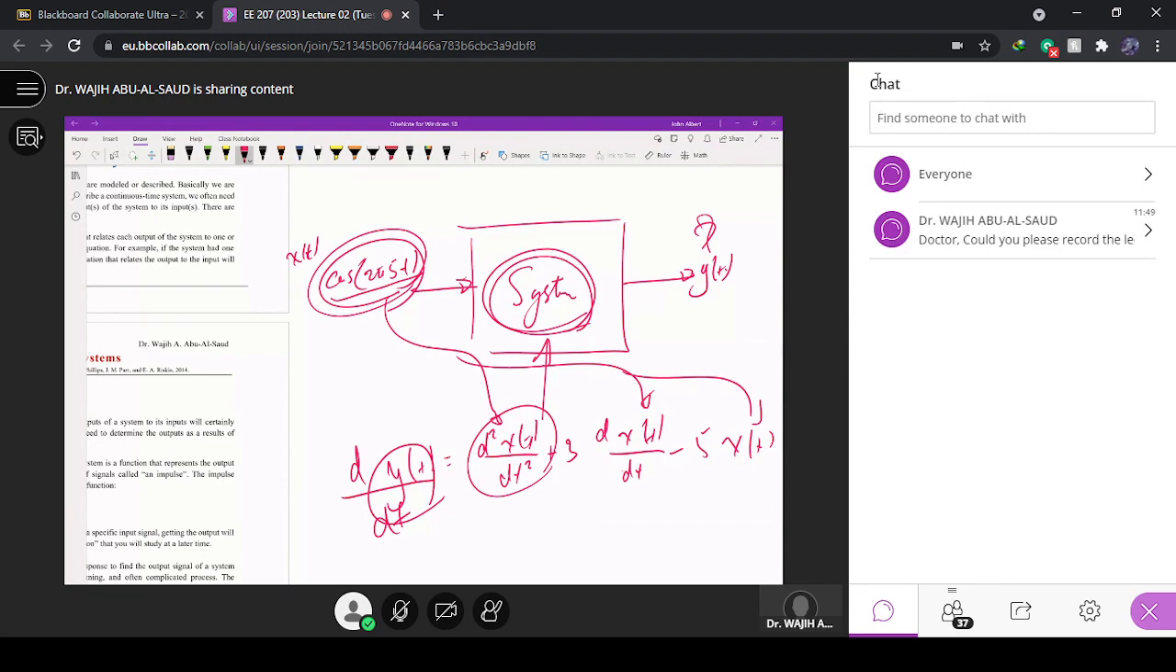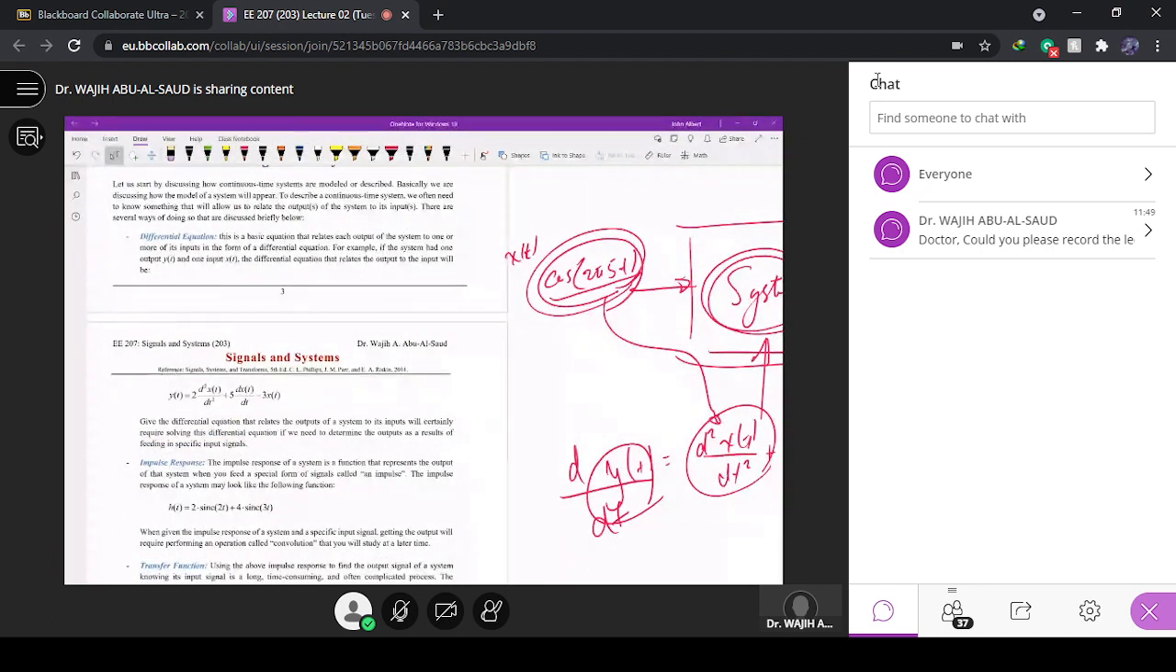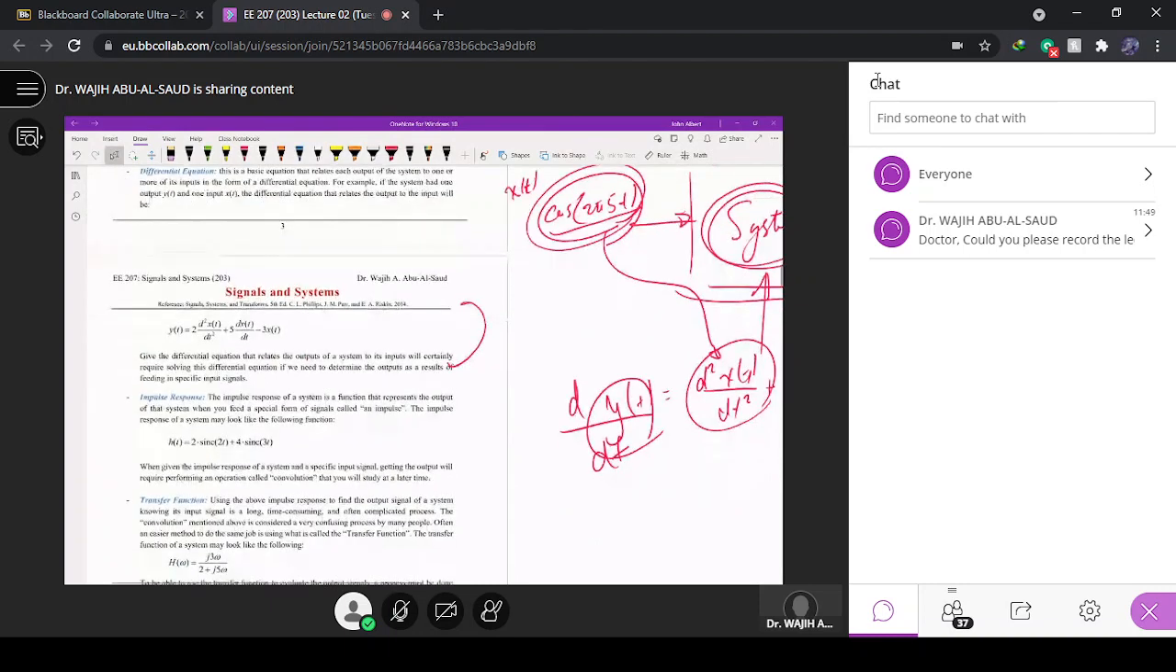Now, this is, in most situations, not convenient, although we will do a little bit of this. In most situations, this is not the best way. Basically what I'm trying to say here, gentlemen, is that to find the output of that system, you represent the output and the input in a differential equation, and then you try to solve that differential equation to come up with the output. So this is the first way of finding the outputs of systems.